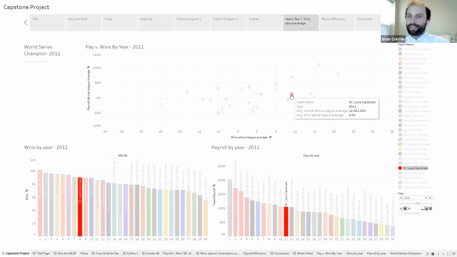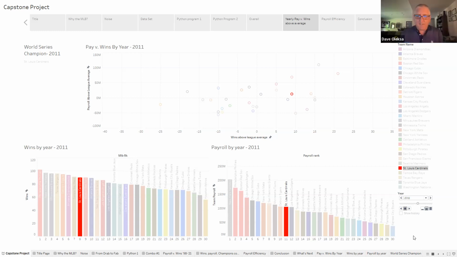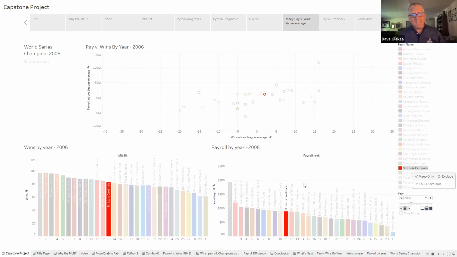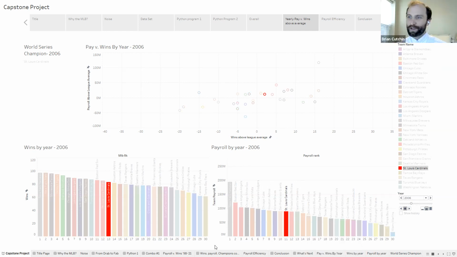Does anyone know the second time they won a World Series championship? 2006. That's right. It sounds like we have a Cardinals fan in the house. You got a Moneyball fan in the house too. Okay. So we see that the Cardinals won in 2006. And again, they had the 11th highest payroll while having the 13th best record.